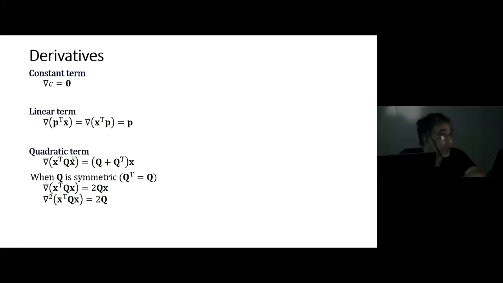Quadratic function, the derivative of X transpose QX is (Q plus Q transpose) X. We are making this Q into a symmetric matrix here. Q plus Q transpose is symmetric. And when, by default, Q is symmetric, then the derivative of X transpose QX is twice QX, and the second derivative is twice Q.